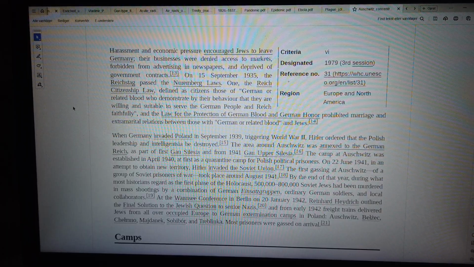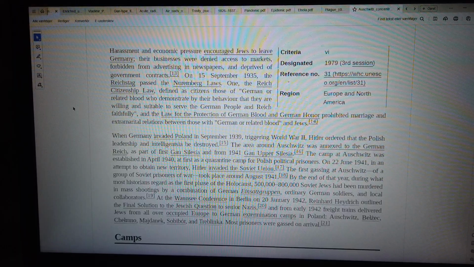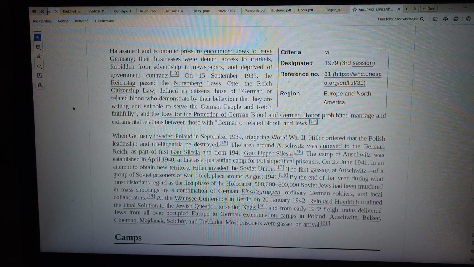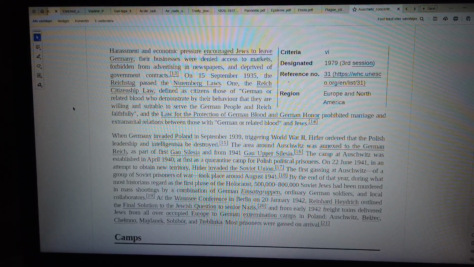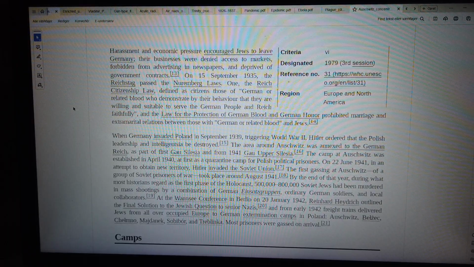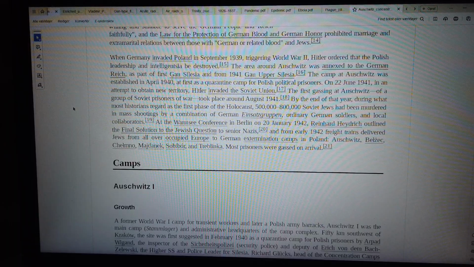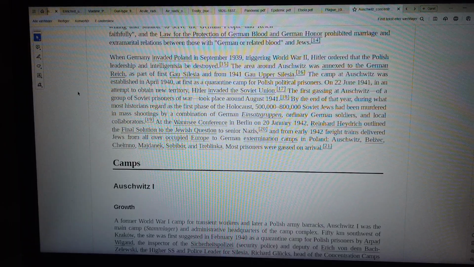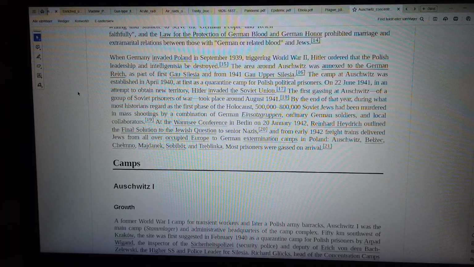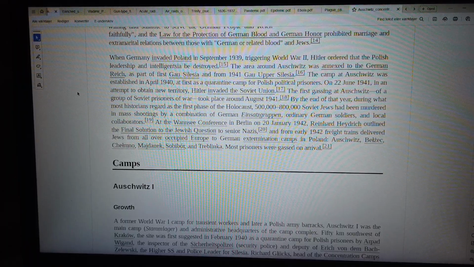On the 15th of September 1935, the Reichstag passed the Nuremberg Laws. The Reich Citizenship Law defined as citizens those of German or related blood who demonstrate by their behavior that they are willing and suitable to serve the German people and Reich faithfully, and the Law for the Protection of German Blood and German Honor prohibited marriage and extramarital relations between those with German or related blood and Jews.